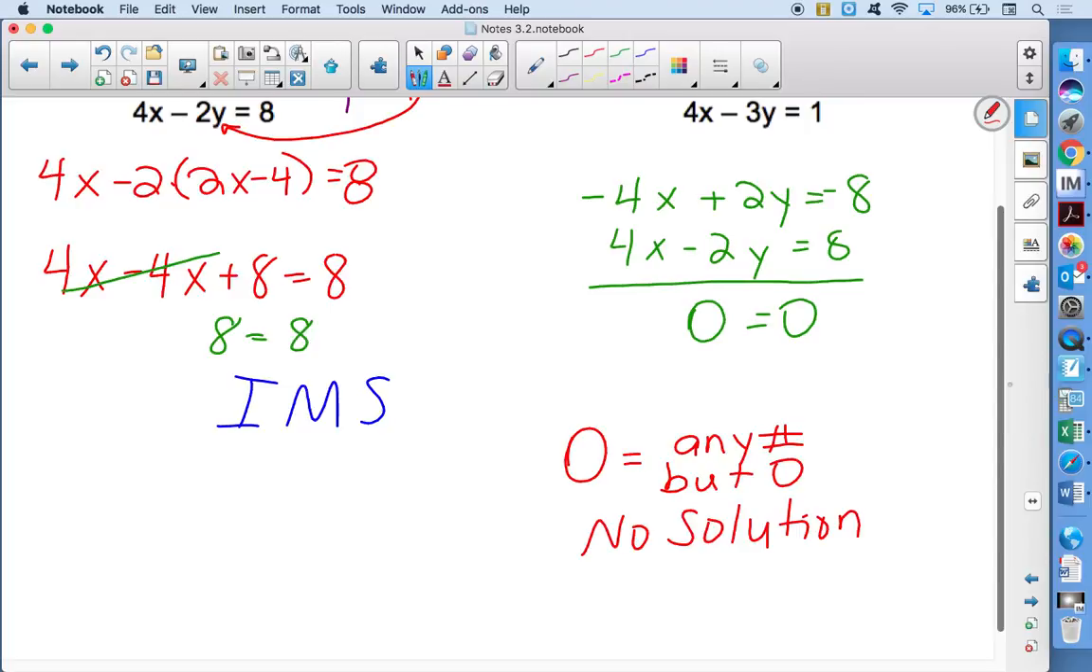So 23 should have been no solution, and 31 should have been infinitely many. There was one type of each problem that you ran into that didn't have a solution or that had many. All the others just had one solution.